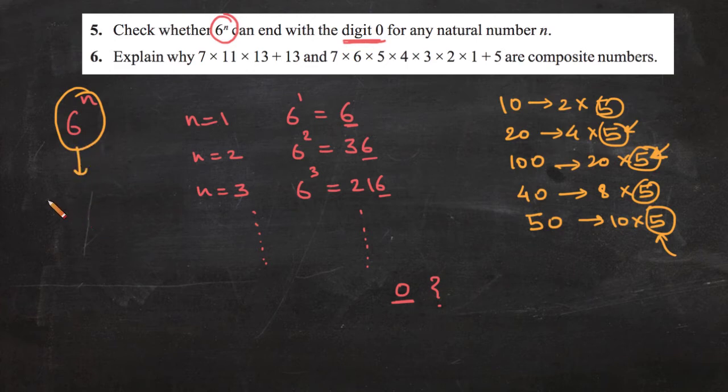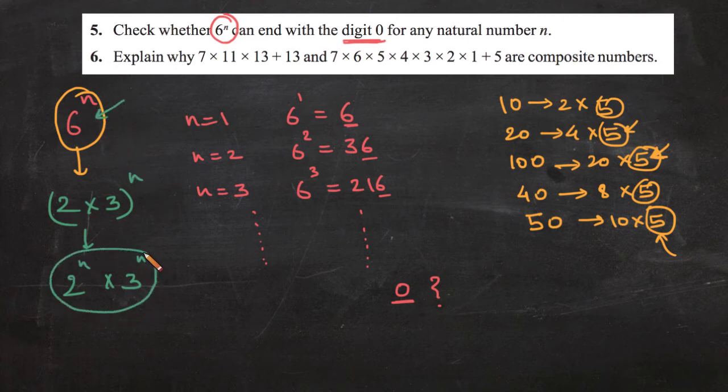6 is nothing but 2 times 3. So basically this number would be in the form (2 times 3) to the power n. And this can be further written as 2 to the power n times 3 to the power n. So it has equal number of 2's and 3's, but as per the fundamental theorem of arithmetic, this is the only unique way. There is only one unique way to prime factorize these numbers, and they would be in this form.